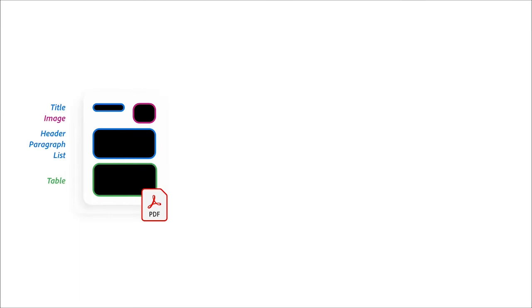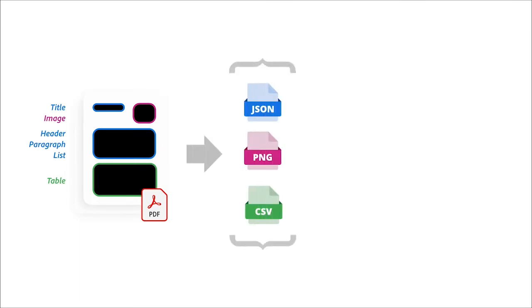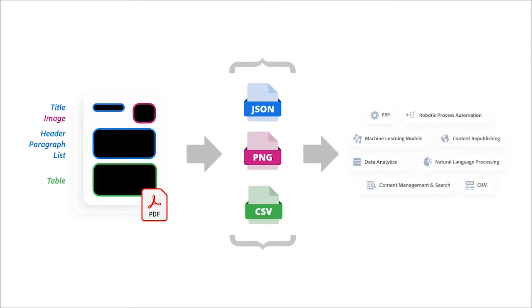When you use PDF Extract API, you simply pass your PDF to the service. The service will return a package with the content of the document as JSON data, the tables as CSV files, and the images that are embedded in the PDF. The extracted data and content can then be imported into your content management system, CRM, or databases, and processed downstream by machine learning or analytics engines.